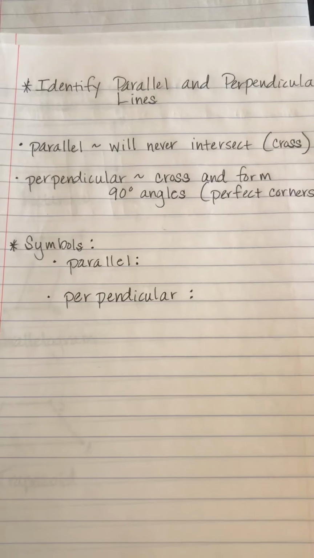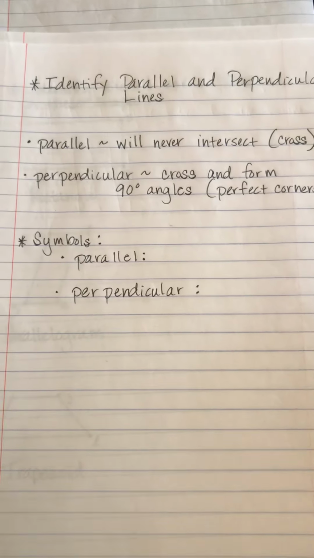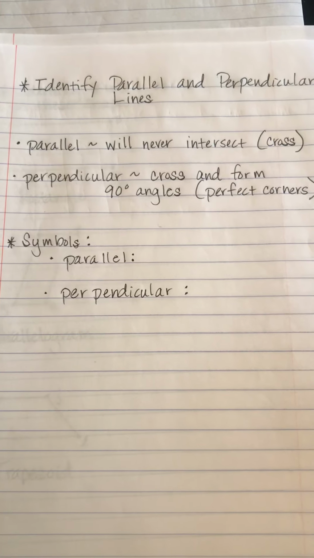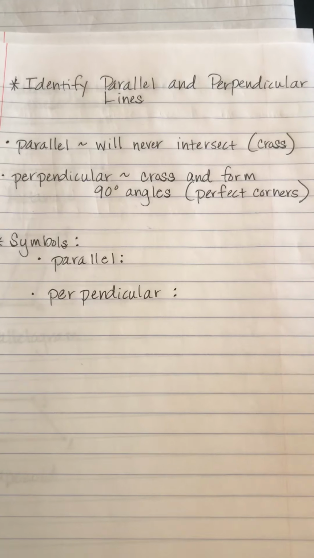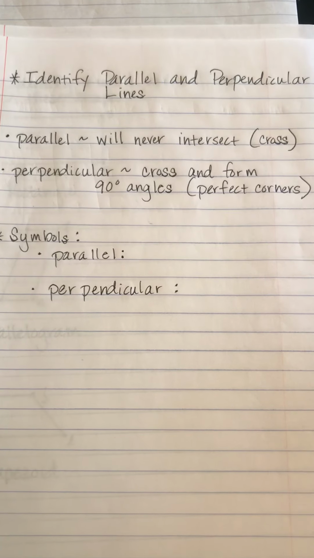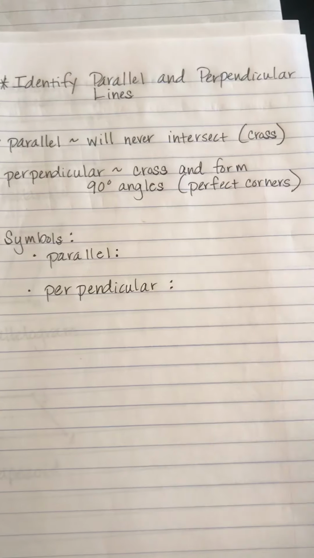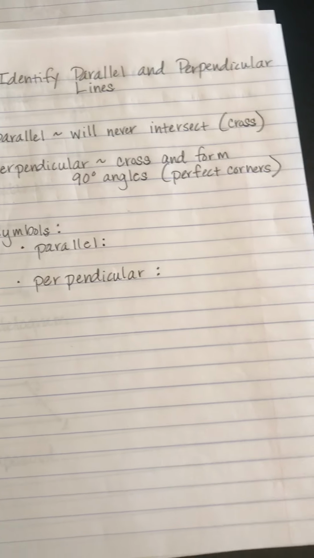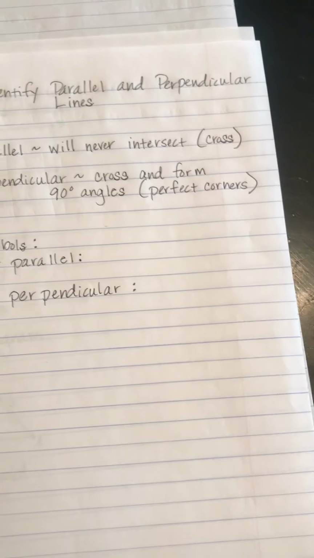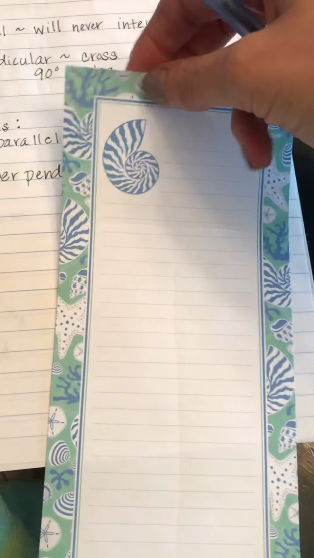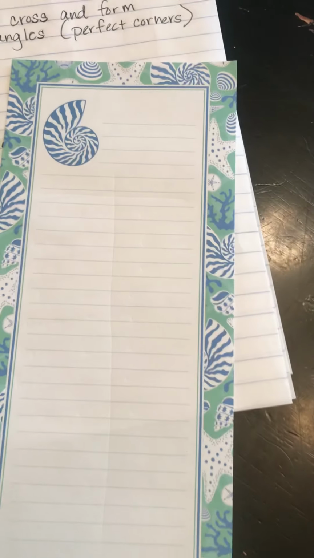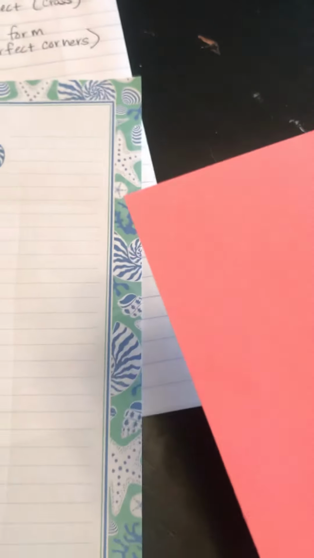So first, let's look at the word parallel. Parallel lines will never intersect. That just means they will never cross. They can continue forever and they will never cross. So if I were to take these two sheets of paper, I have this little note card and this pink note card, and if I were to angle them as such, let's move that.